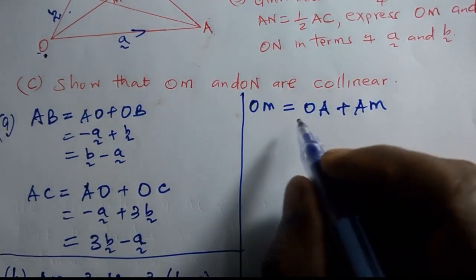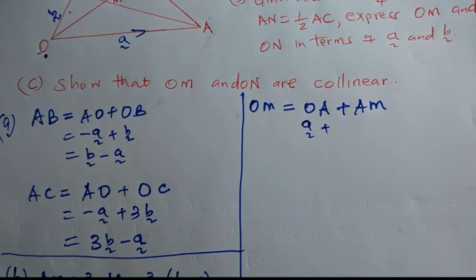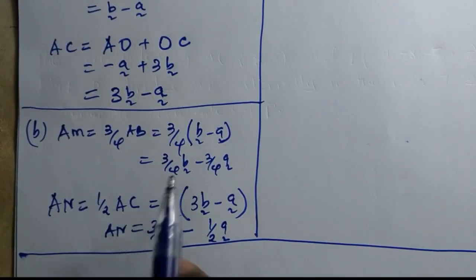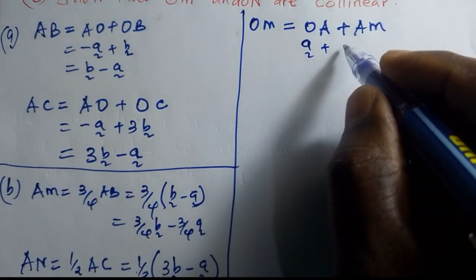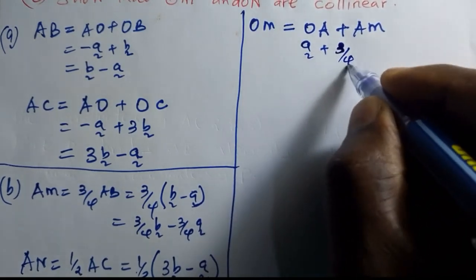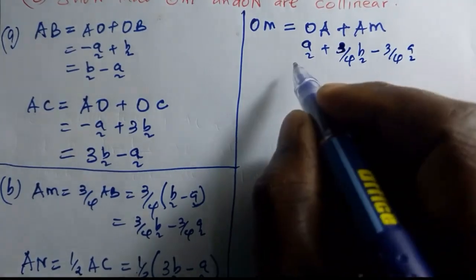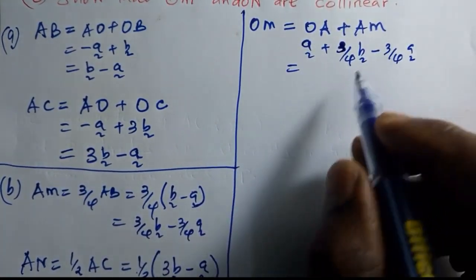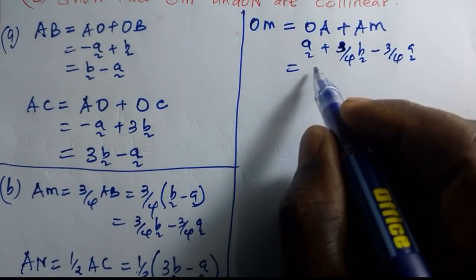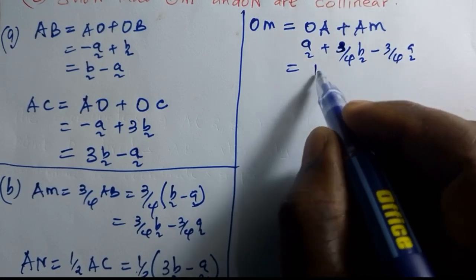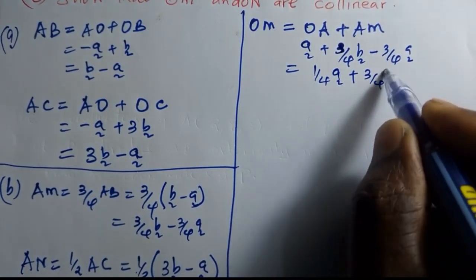We have OA, which is A, plus AM, and we have AM here. This is our AM. So plus AM, which is 3 over 4b minus 3 over 4a, meaning that OM is equal to 1 over 4a plus 3 over 4b. That is OM.